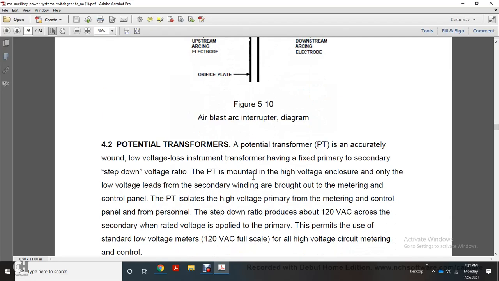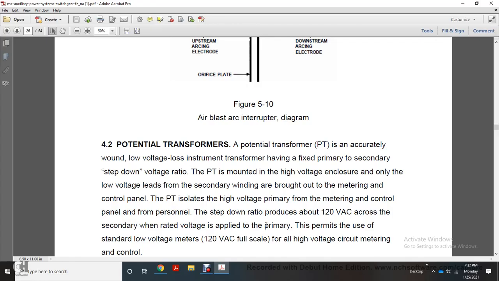Potential transformers are accurately wound, low voltage loss instrument transformers having a fixed primary to secondary step-down voltage ratio. Power potential transformers are mounted within a high voltage enclosure, with only the low voltage secondary winding leads brought out to the metering or control panel. The power potential transformer isolates the high voltage primary from the metering control panel and personnel.